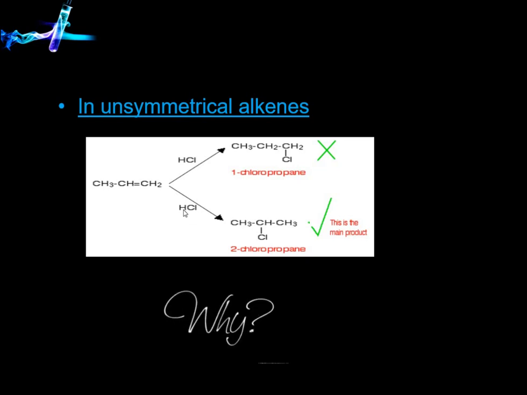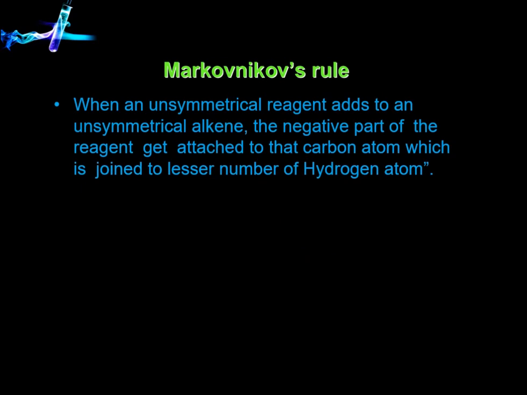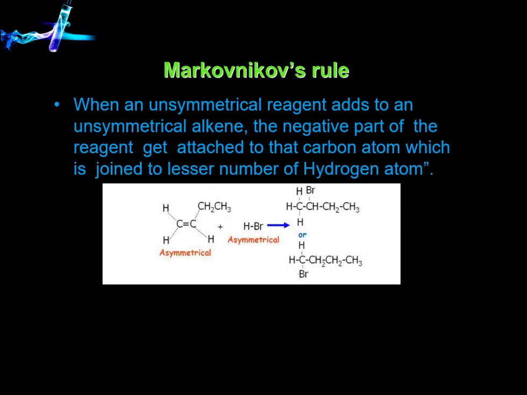Why does it happen? Why is this hydrogen attached only to the terminal carbon atom? Why can it not be attached to the middle carbon atom? This is due to a very important topic in alkenes, that is Markovnikov's rule. Markovnikov defined a rule for unsymmetrical alkenes, and he said that when an unsymmetrical reagent adds to an unsymmetrical alkene, the negative part of the reagent gets attached to that carbon atom which is joined to the lesser number of hydrogen atoms.